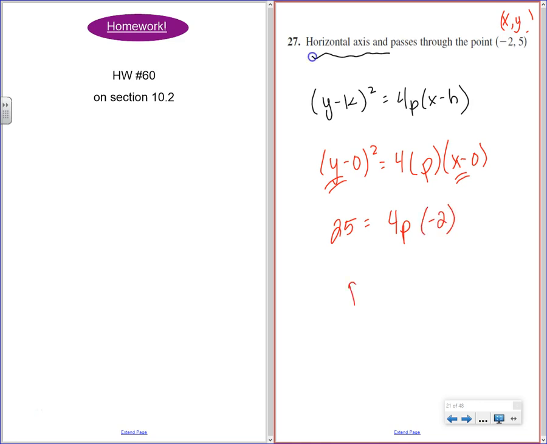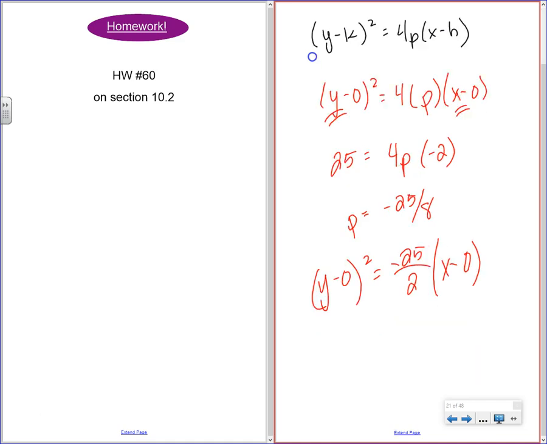So therefore, that coefficient, that distance to the focus and backwards to the directrix, is going to equal negative 25 over negative 8, which is negative 25/8. And so I think just to finish off, we can just go ahead and write what we know. y minus 0 squared equals negative 25/8 times 4. Wouldn't that reduce to be negative 25 halves, times x minus 0? And of course, we could make that a little bit prettier if you guys want.